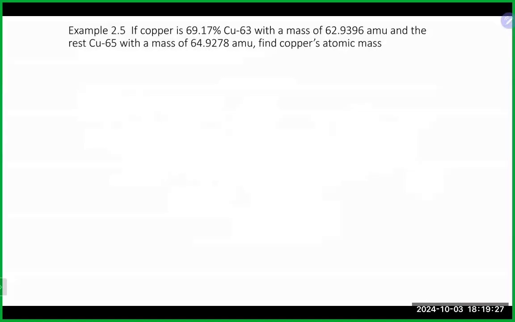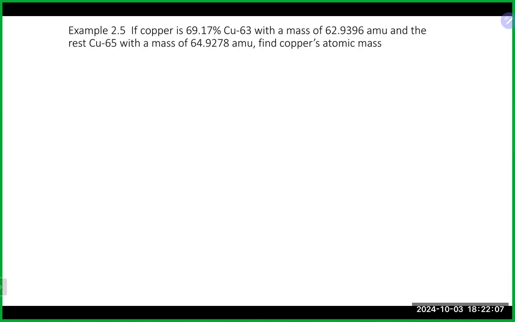All right, so why don't you try one here? If copper is 69.17% copper-63, and it has a mass of 62.9396 AMU, and the rest of it is copper-65 with a mass of 64.9278 AMU, what is copper's atomic mass? Why don't you take a moment there and calculate.